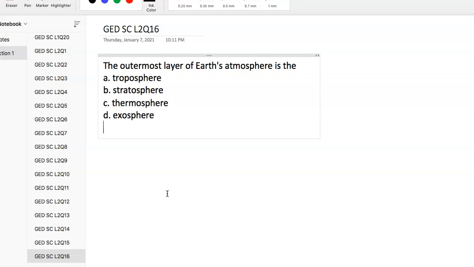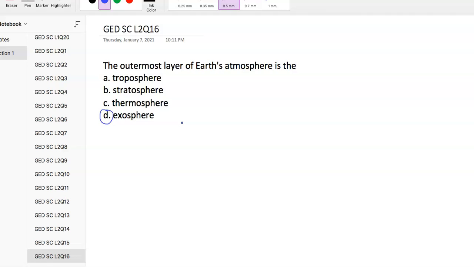Okay, and then we get into layers of Earth's atmosphere. So we need to have some familiarity with this. The outermost layer of Earth's atmosphere is the exosphere. Answer choice D. Tends to be that people aren't familiar with a lot of these, and then they just guess stratosphere for some reason. We know that through the app, we can see all the answer choices and how people answer. So people answer this question stratosphere a lot.